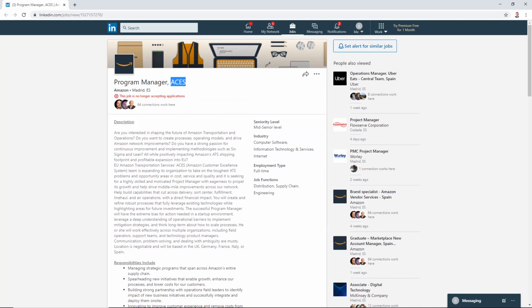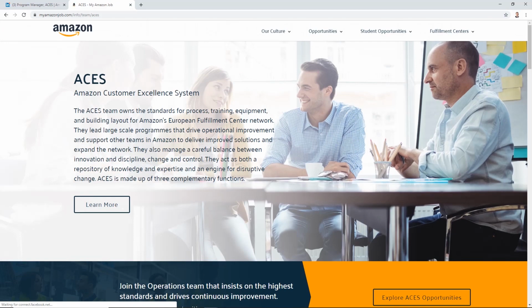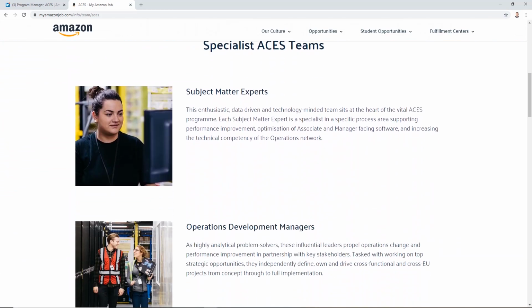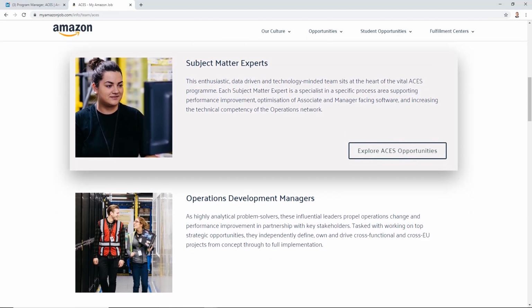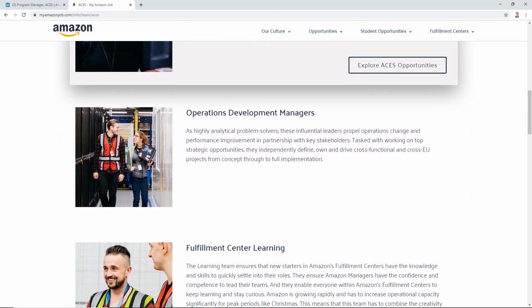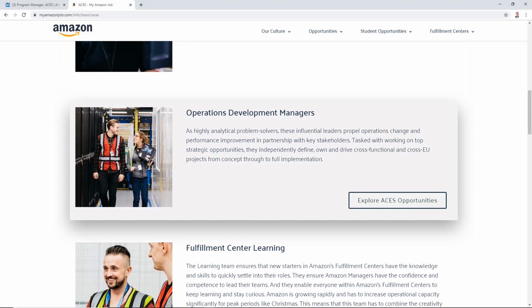Right from the position title, we have the ACES acronym, which stands for Amazon Customer Excellence System. Notice there is a considerable amount of information about this team, which is always a useful read. Working in operations requires a more particular skill set when compared to other areas such as AWS.